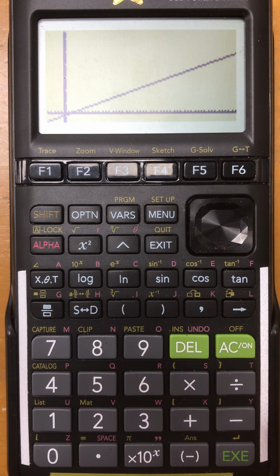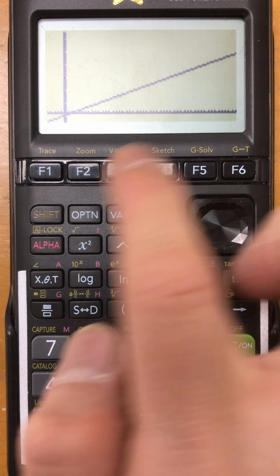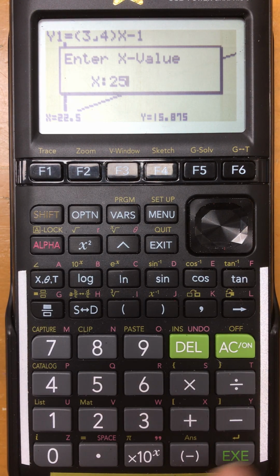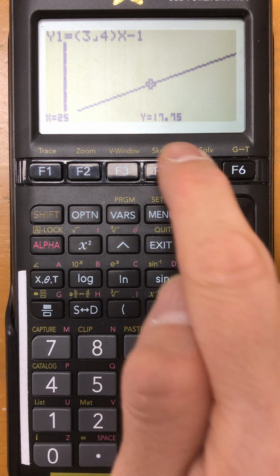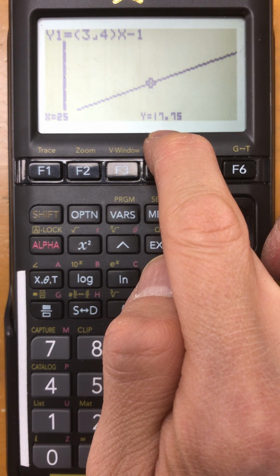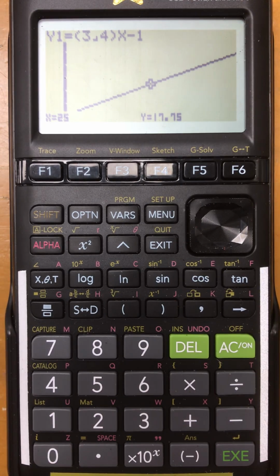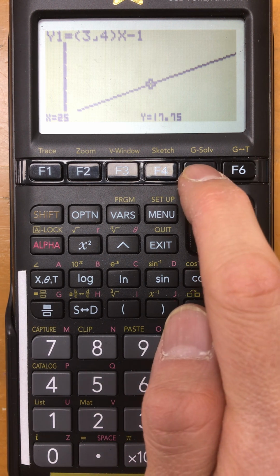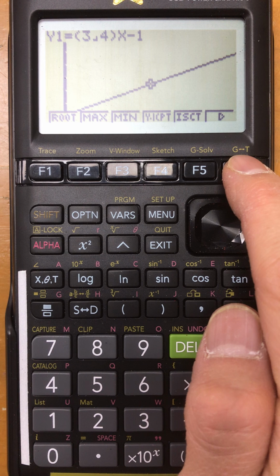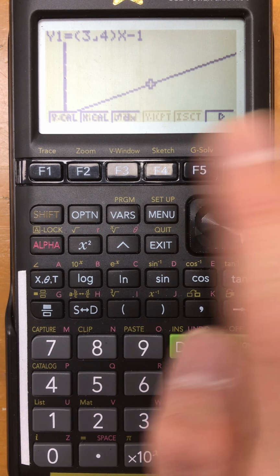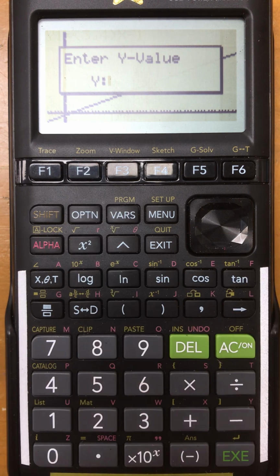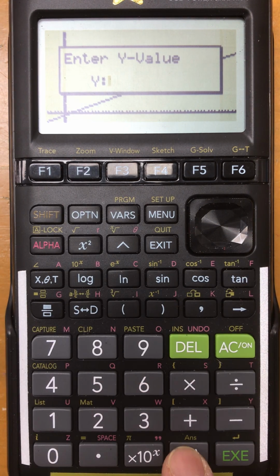Okay, now we can see more room, so let's go back to trace, x value of 25, press exit, execute, and a y value of 17.75. Next one, determine the x values for the following y values. So on a Casio, we can hit gsolve, F6 to go over to the next menu. We want xcal. So we need to calculate x values for a given y value. So -1.